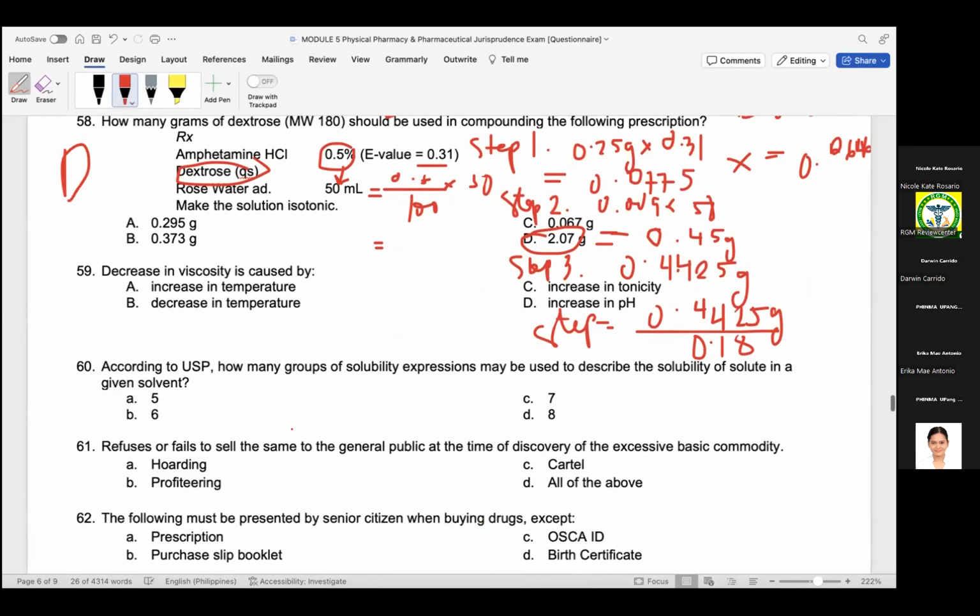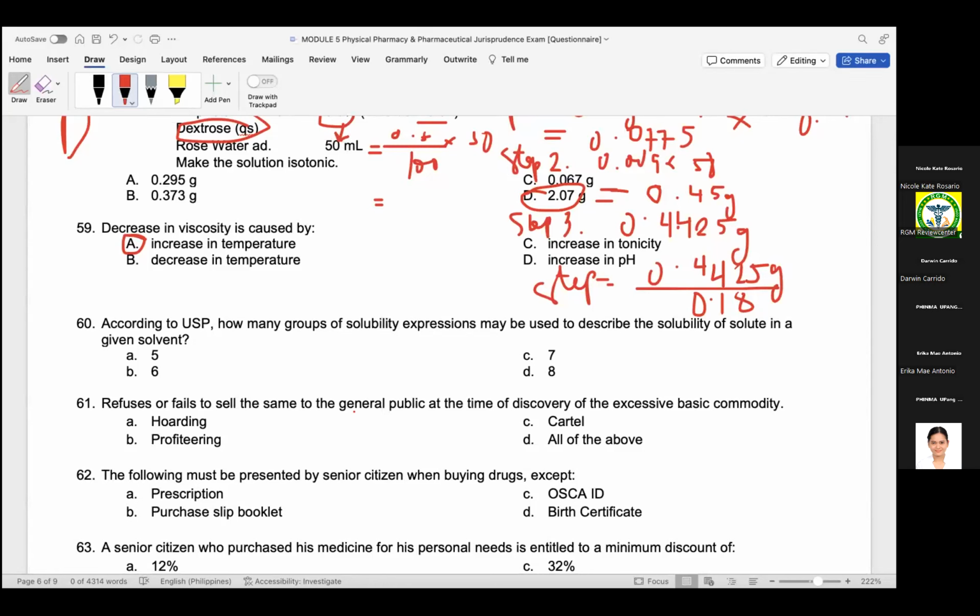Number 59, decrease in viscosity is caused by letter A, increase in temperature. As we increase in temperature, nagiging malabnaw yung substance natin. So, mababago yung viscosity. So, ganun din sa storage ng gamot. Kapag na-store sila at high temperature, yung viscosity nag-iiba.